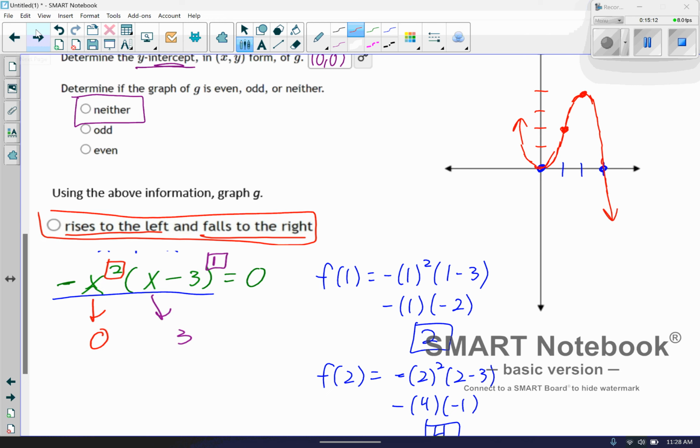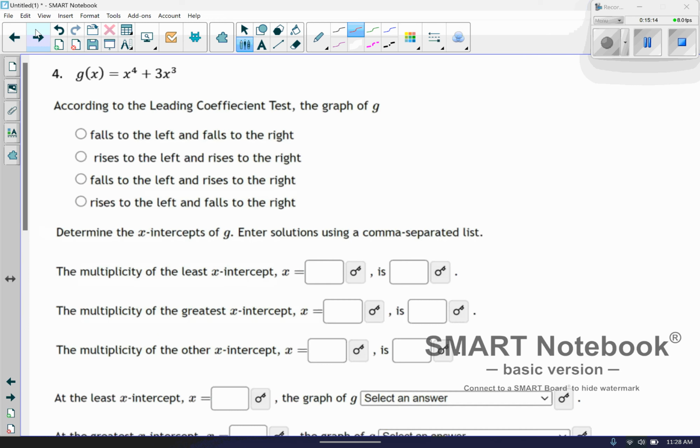All right, one more to go. Okay, so this one, let's see. We're going to look at the leading coefficient. It's positive, so since it's positive, I'm going to go up to the right. And since it's an even power, I have the same behavior to the left. So it's going to rise both ways. We're going to rise to the left and rise to the right.